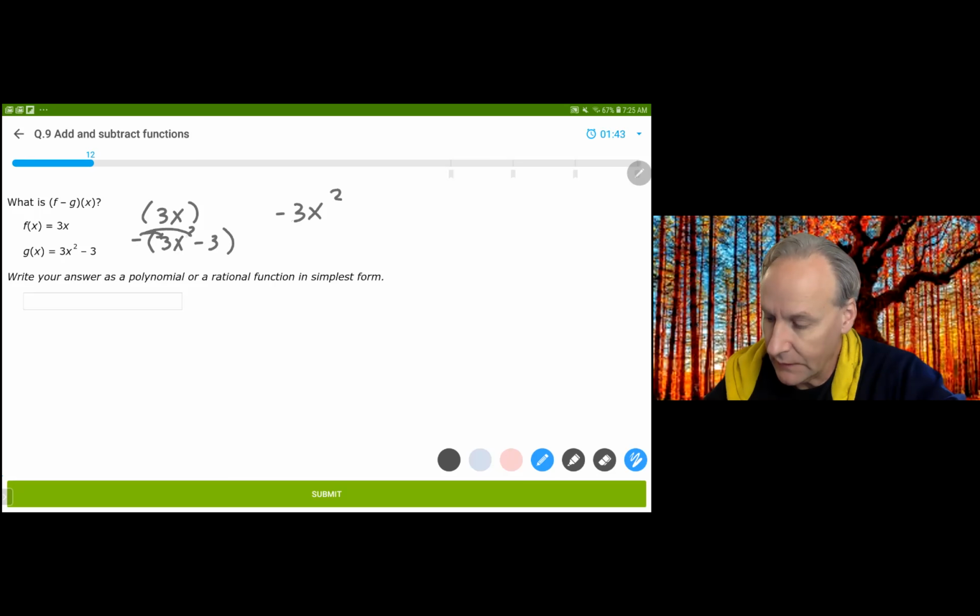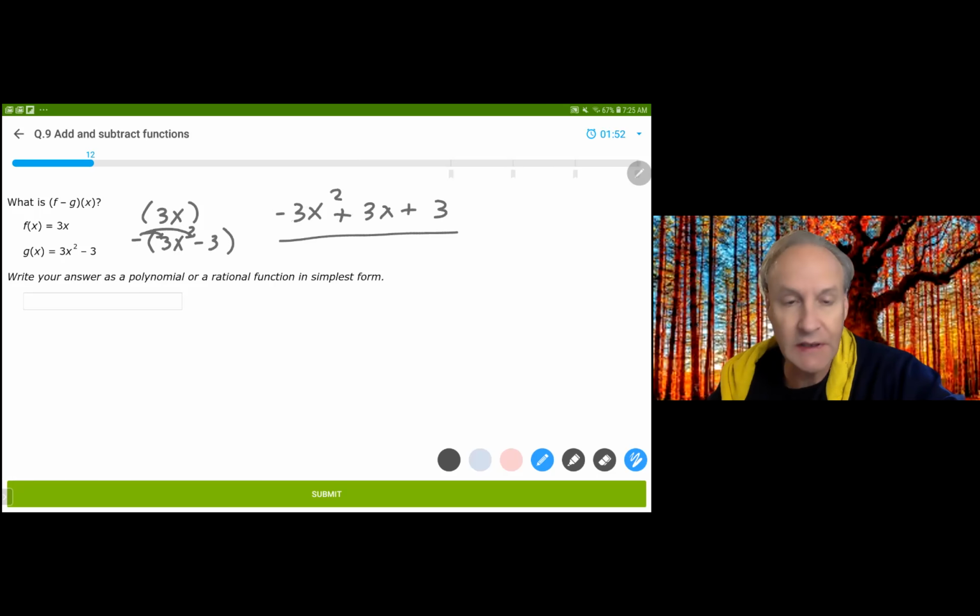And it's really easy to make a mistake, I can promise. You get a 3x that's being added, and then we get a plus 3 at the end. Just be careful to make sure that you distribute to both parts so that you're changing the sign of both parts of your g of x.